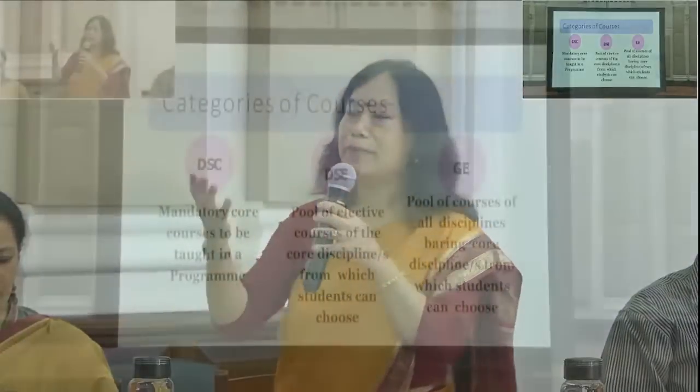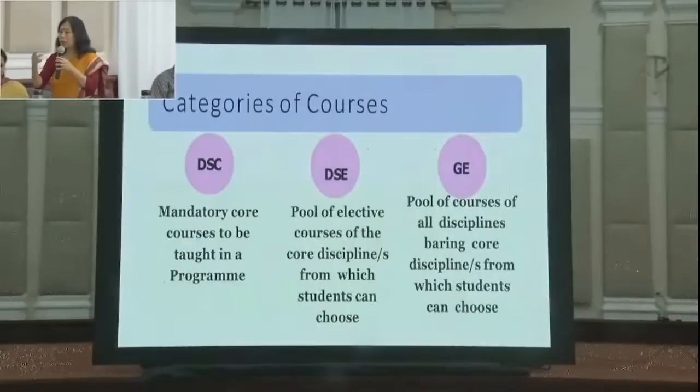In the case of multidisciplinary programs, in science you have the BSc Life Science program, where you have three disciplines, that is botany, zoology, and chemistry. Or you have the BA program, where two disciplines are studied as a core. So you have a BA program in economics and mathematics. So these two will be the core disciplines.